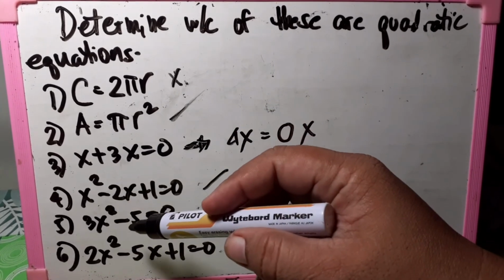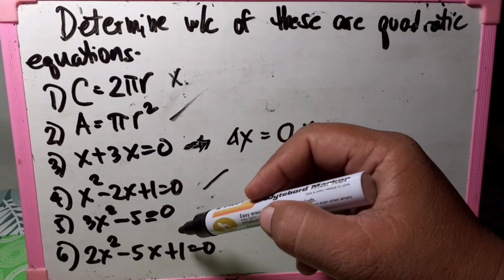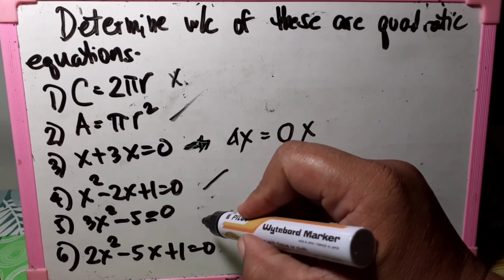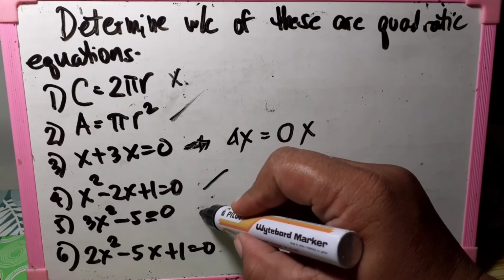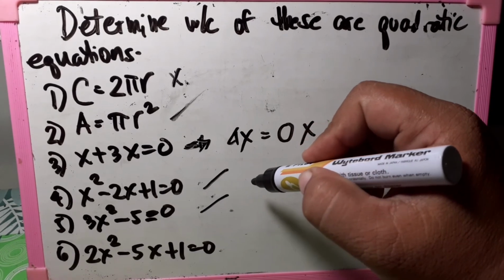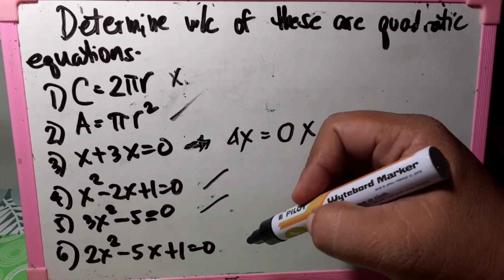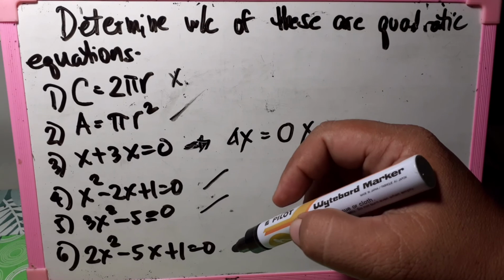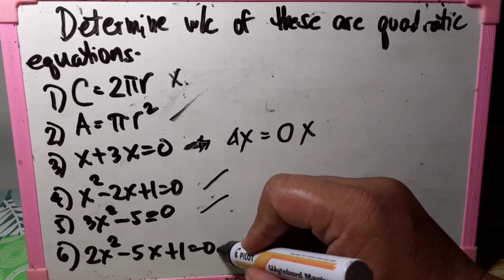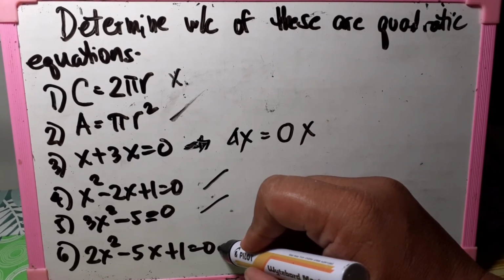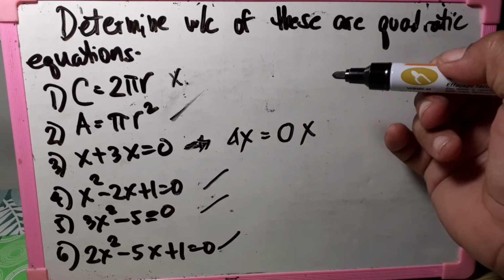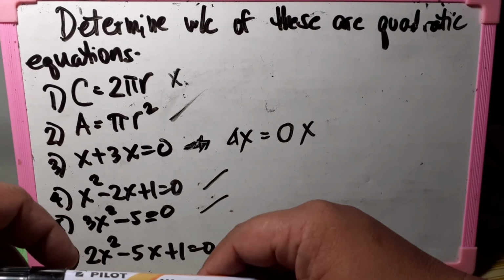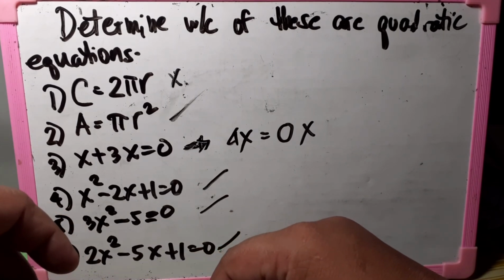Next, 3x squared minus 5 equals 0. Still, this is a quadratic equation. And the last one, 2x squared minus 5x plus 1 equals 0, is also a quadratic equation. So it is very simple to identify a quadratic equation.